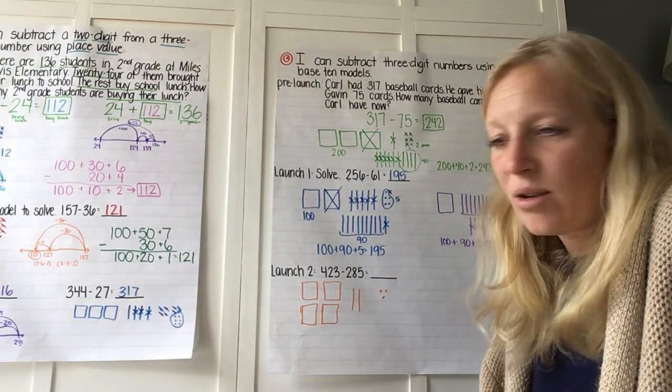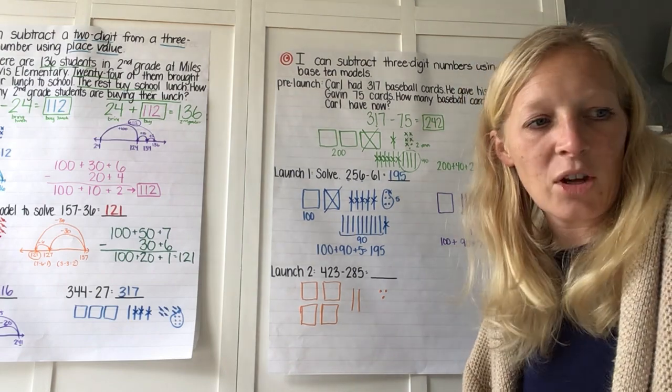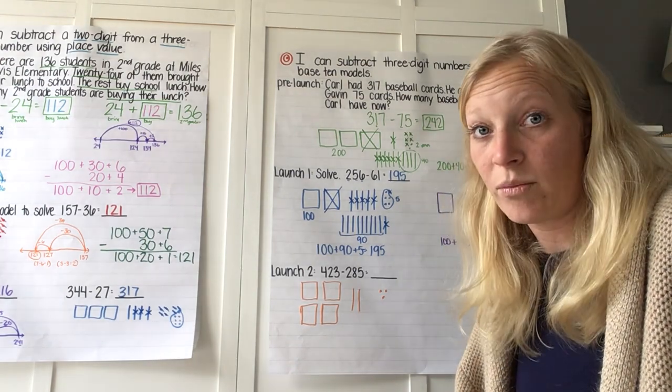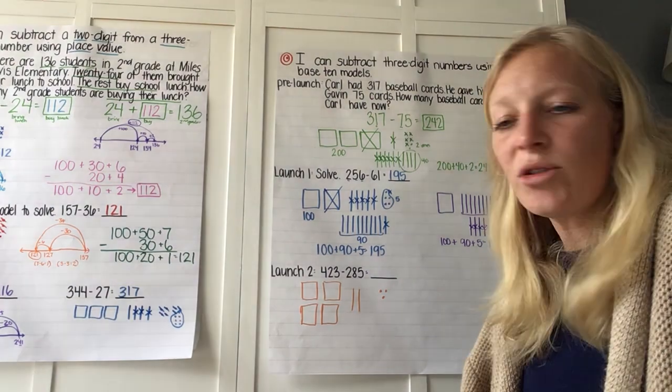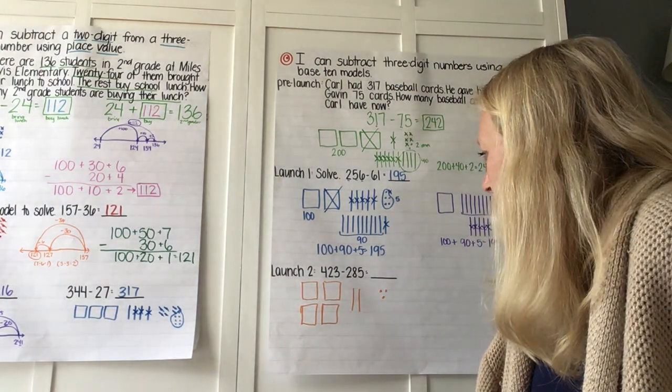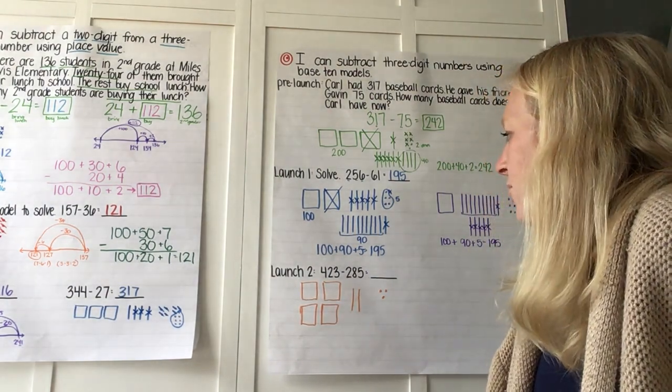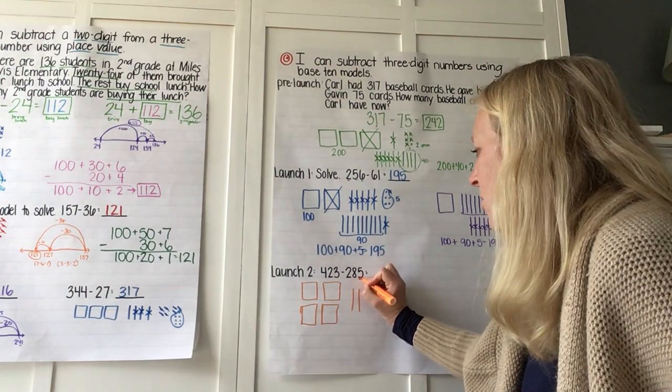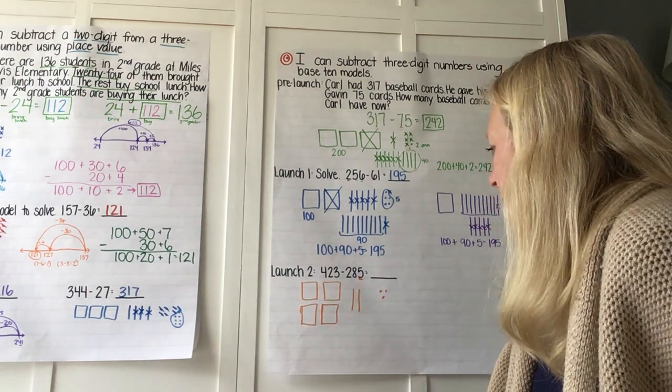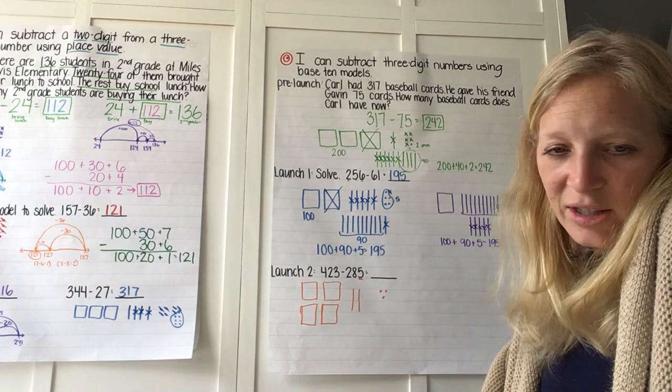Who knows who did that same thing? Quite a few of you. How about you guys at home? You guys all doing that? All right, what did you do next? So you started with your 5 ones that you needed to take away. And what did you find out? You only have 3, so what do you got to do?